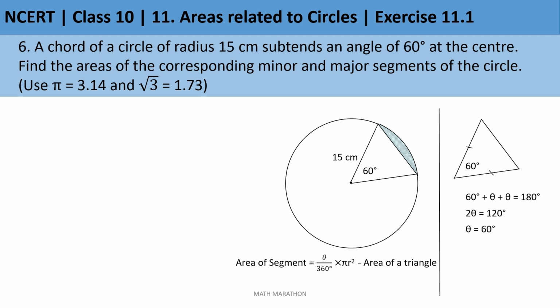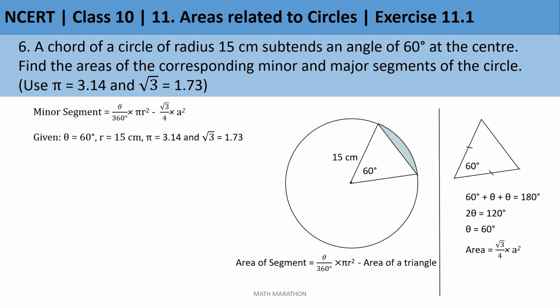So, all three angles are 60 degree. So, all three sides are equal. So, the triangle is an equilateral triangle. Area of an equilateral triangle is root 3 by 4 a square. Area of minor segment is equal to area of minor sector minus area of a triangle. We have the following information. Theta is 60 degree. Radius r is 15 centimeter. Pi is 3.14. Root 3 is 1.73.